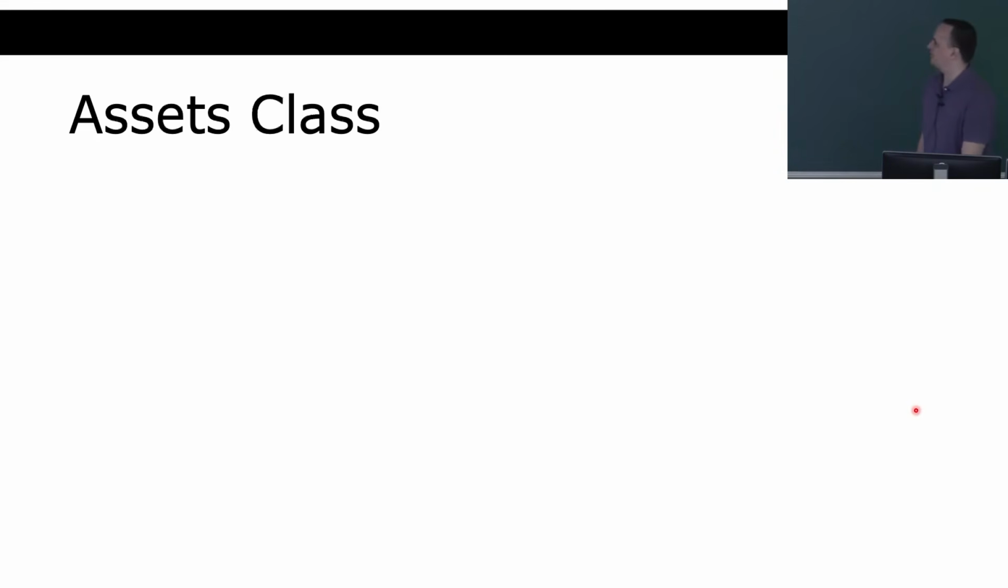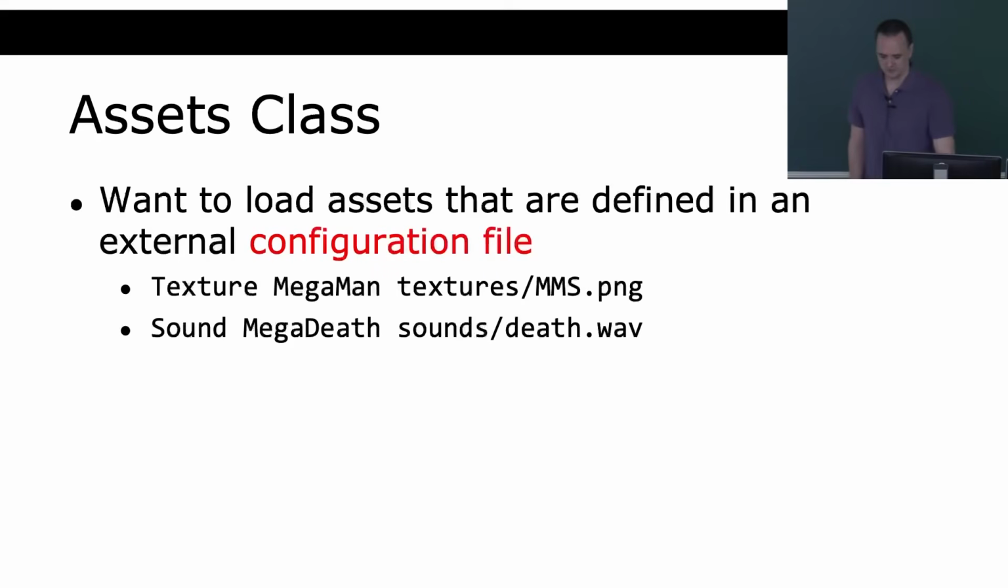So how we're going to manage this? Again, we're going to make a little class for this. We're going to load assets that are defined in an external configuration file. I'm trying to drive home this idea of data-oriented programming. Wherever there's a variable, we would love it to be in a config file if it's possible to put it in a config file, right? So these assets are one way to do that.